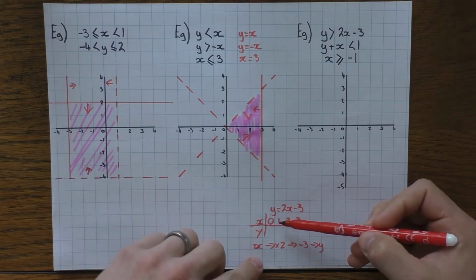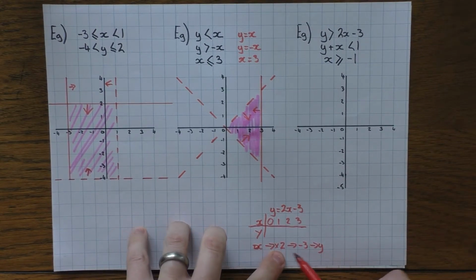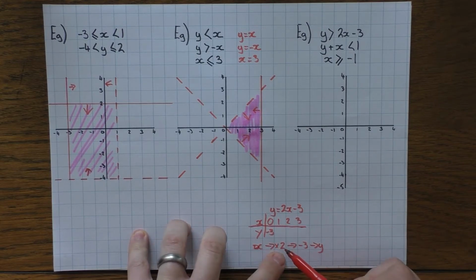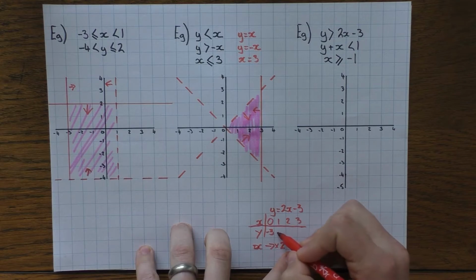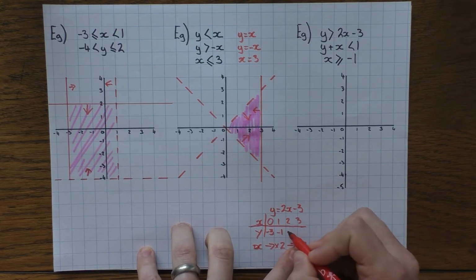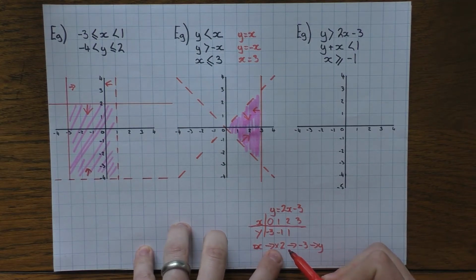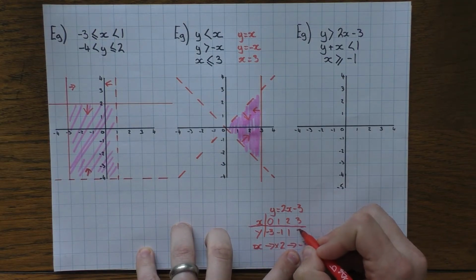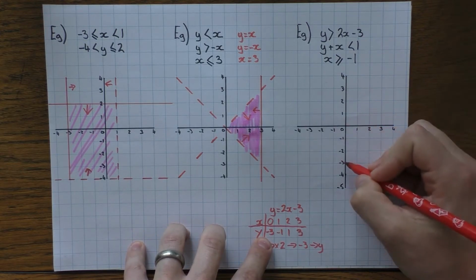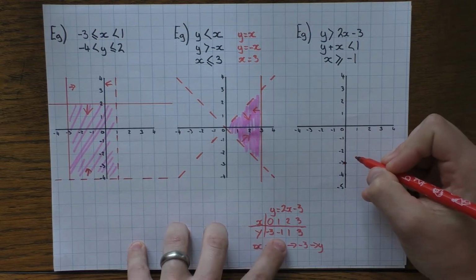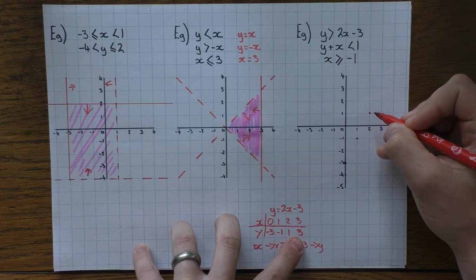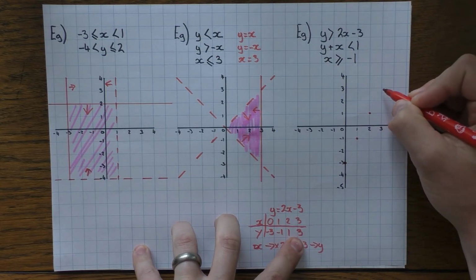So let's imagine x is 0. 0 times 2 is 0, take away 3 is minus 3. If x is 1, 1 times 2 is 2, take away 3 is minus 1. 2 times 2 is 4, take away 3 is 1. 3 times 2 is 6, take away 3 is 3. So once you've got that, you can start to plot a few of those in. So 0, minus 3; 1, minus 1; 2, 1; and 3, 3.